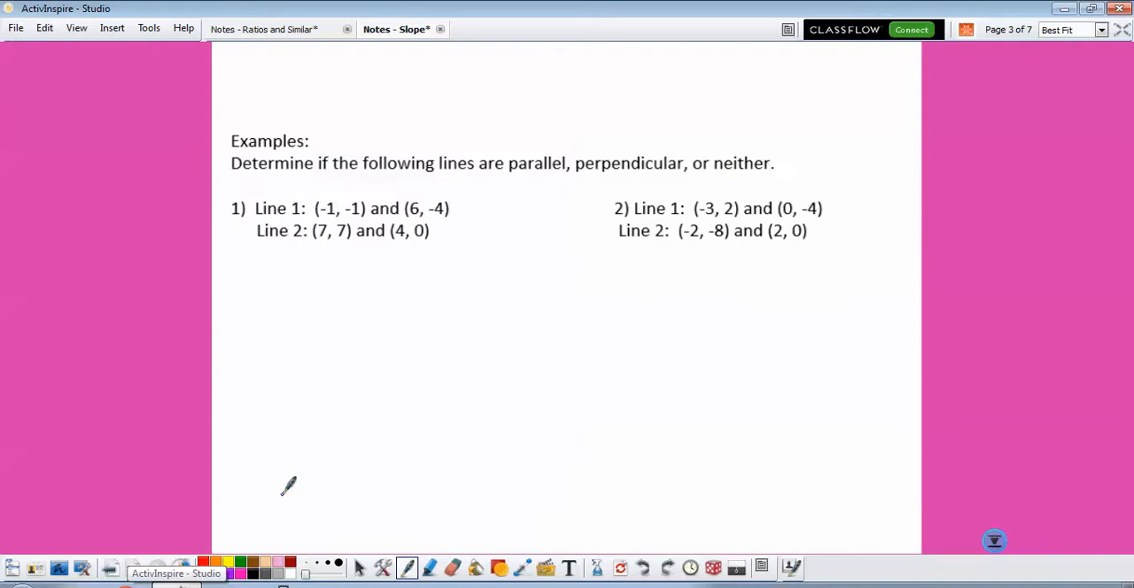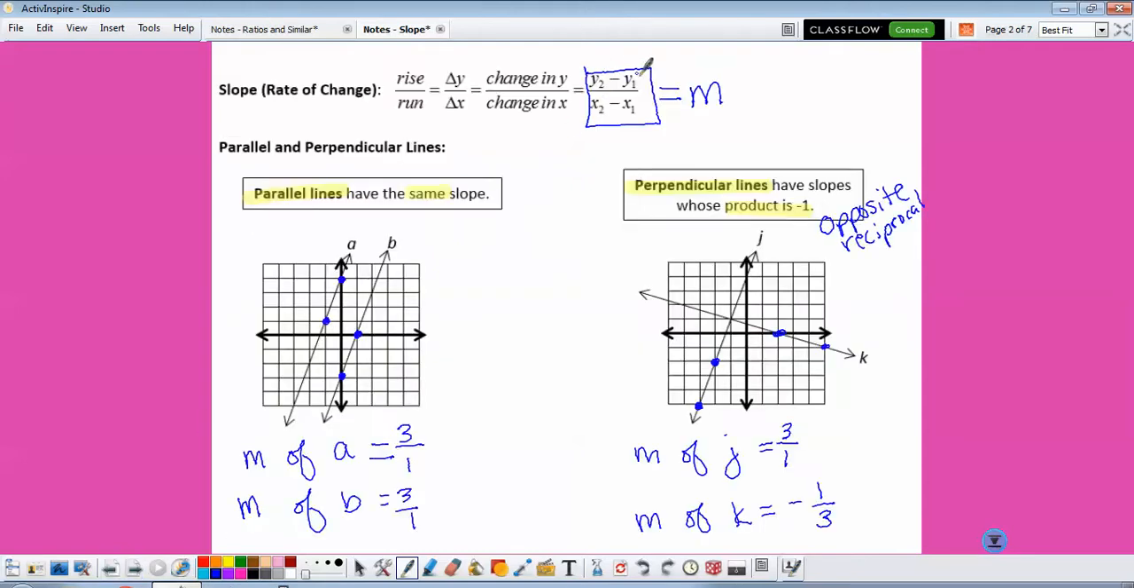So let's determine if the lines are parallel, perpendicular, or neither. The first thing we need to do for both is calculate the slope of each line. So x1, y1, x2, y2. So -1 minus -4 over -1 minus 6. Now you may have noticed that I did y1 minus y2 and x1 minus x2. These are interchangeable as long as the 1's are lined up and the 2's are lined up. You'll get the same answer in the end.